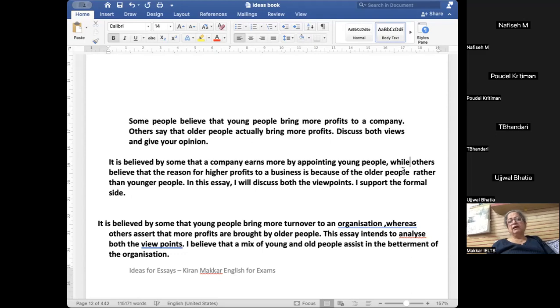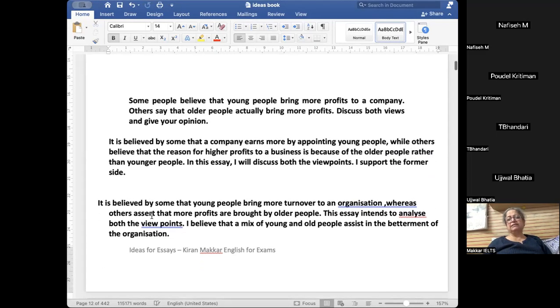In this essay, I'll discuss both the viewpoints. I support the former view. Formal? What is formal? Formal is for clothes, something at parties, official. This is former. Former is the first side. Right? Now it is correct.